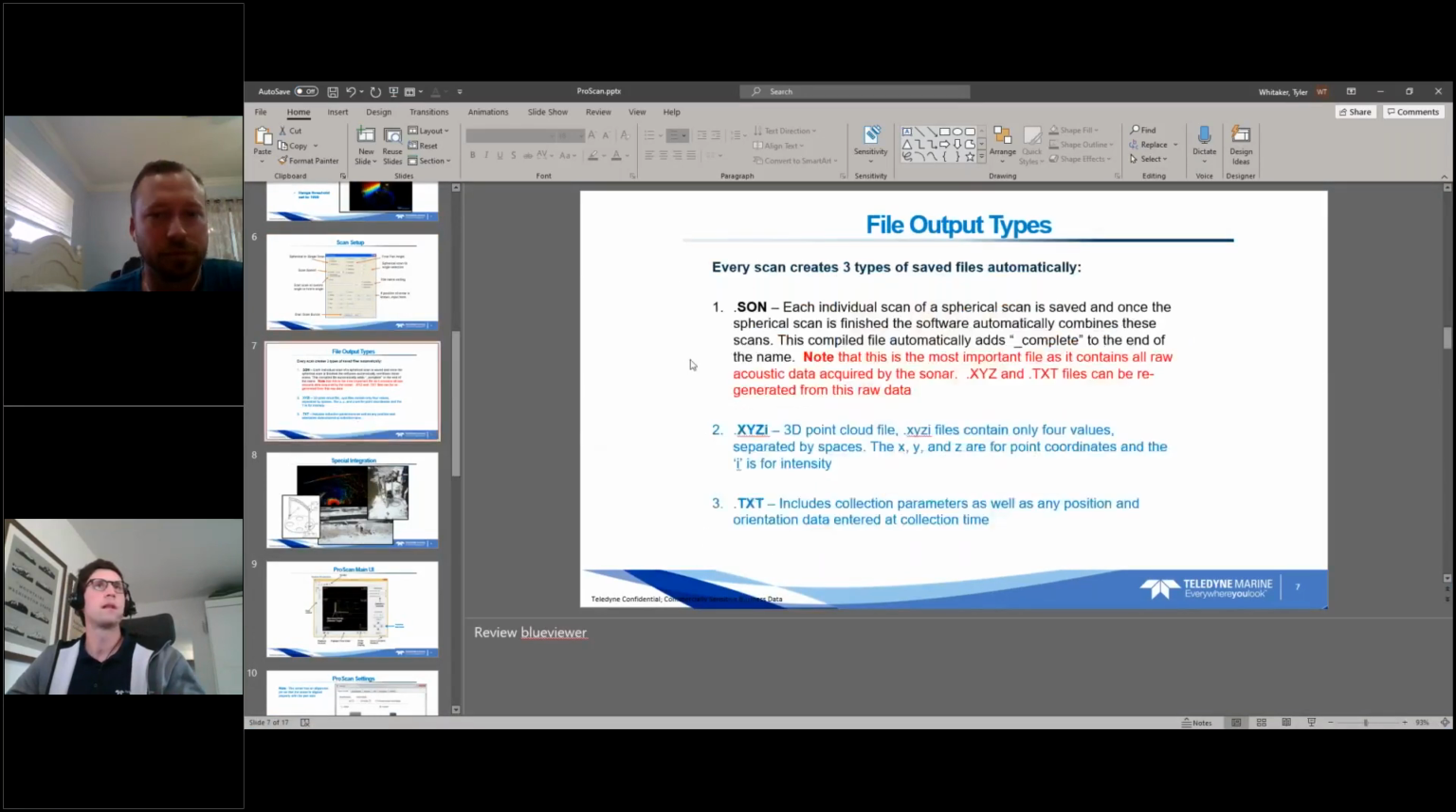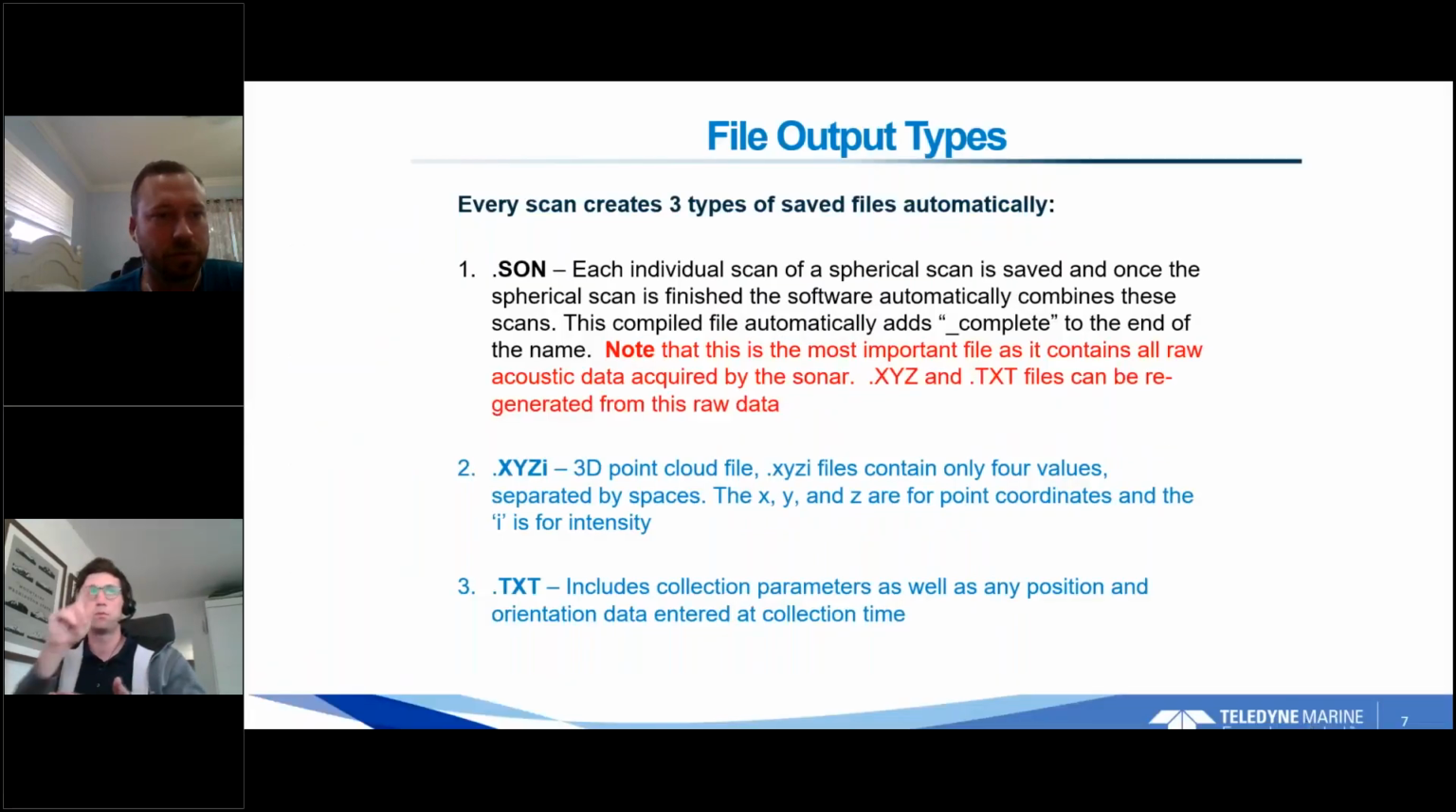So next slide, output types. Every single time you set up a scan, click start scan, and it runs and actually does the scan, you're going to get 3 files output. The 3 files are a .son, similar to the 2D, a .xyzi, which is your main point cloud file, and then a text file, which actually just includes your parameters, whatever settings you specified. So you're always going to have 3 files coming out of ProScan.